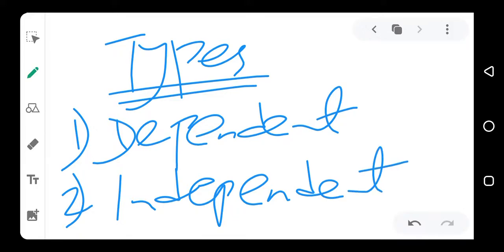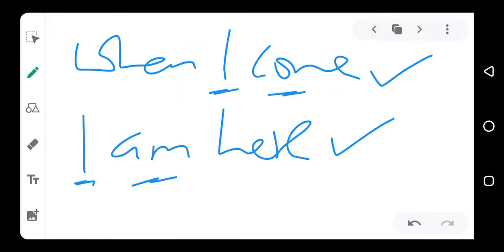A dependent clause is a clause that still needs more things to make it a complete sentence. It cannot stand on its own and form a complete sentence. While an independent clause is a clause that can stand on its own and form a complete sentence or make complete sense. Like the second example, "I am here." You can put your full stop, it forms a complete sentence. Somebody will understand what you're saying, but in "when I come," if you don't put more things to make it clearer, the person will not understand what you're saying. So it is not a complete sentence, it doesn't make much sense. So it is a dependent clause.